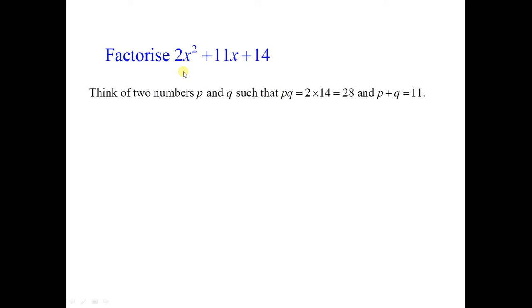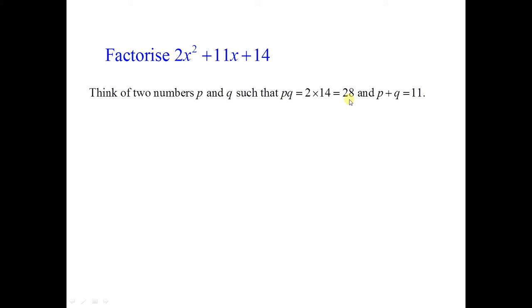So let's try this one. I want to factorize this. I have to think of two numbers called p and q such that when you multiply them, you will get 2 times 14, 28. So two numbers: when you multiply them, you'll get 28, 2 times 14. And when you add them, you'll get 11. So what are those two numbers?